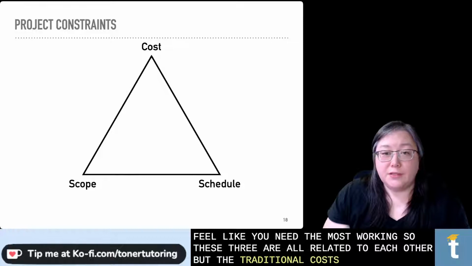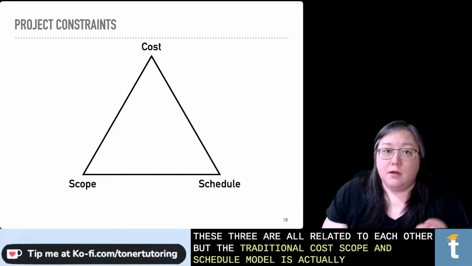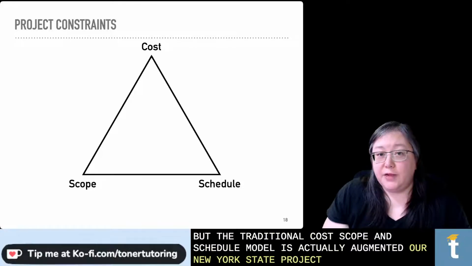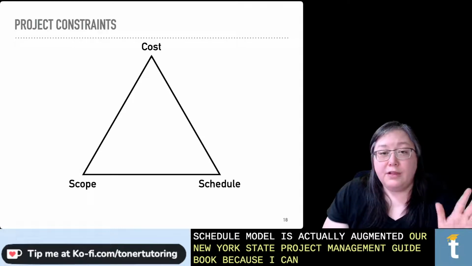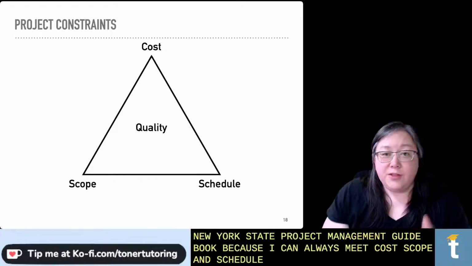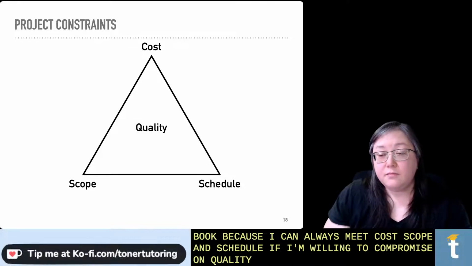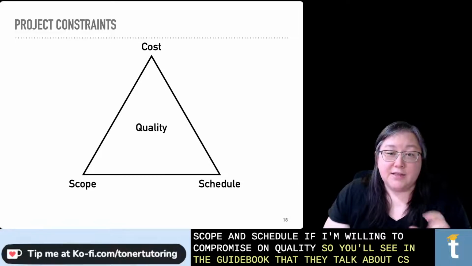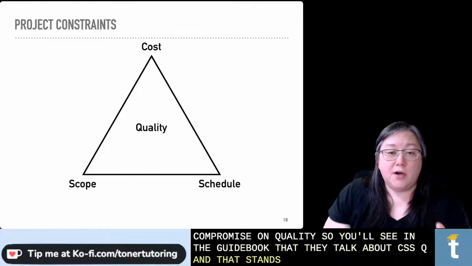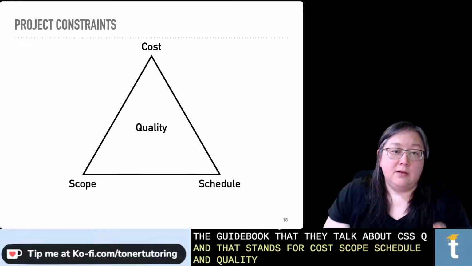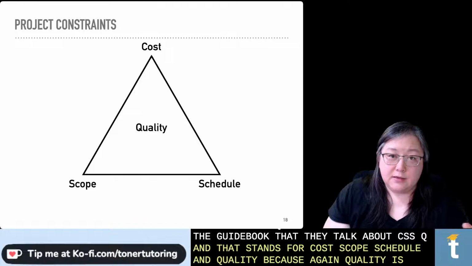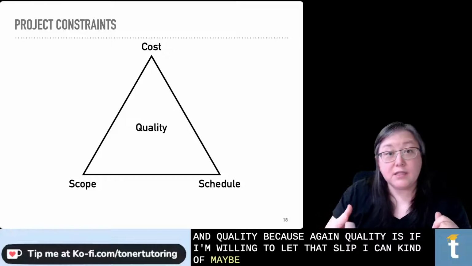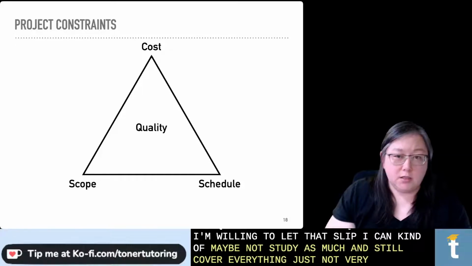But the traditional cost, scope, and schedule model is actually augmented by a fourth thing in our New York State Project Management Guidebook, because I can always meet cost, scope, and schedule if I'm willing to compromise on quality. So you'll see in the guidebook that they talk about CSSQ, and that stands for cost, scope, schedule, and quality. Because again, if I'm willing to let quality slip, I can maybe not study as much and still cover everything, just not very well.